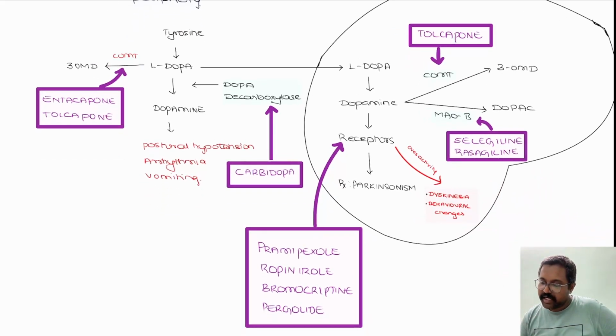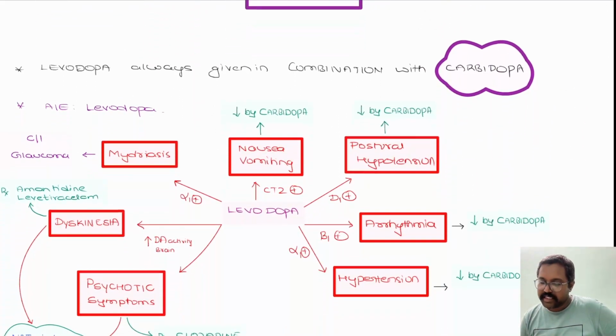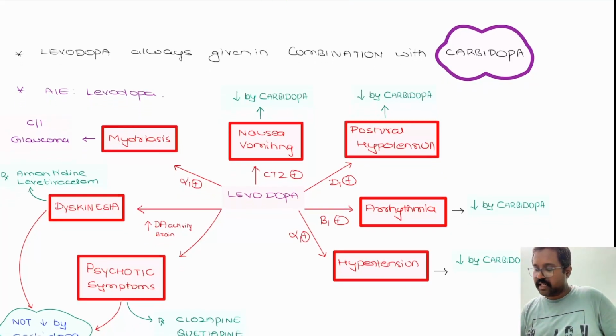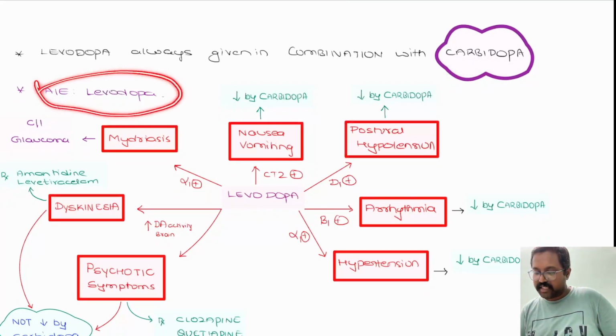And to increase the receptor activity itself, these are the dopaminergic agonists. We have pramipexole, ropinirole, bromocriptine, and pergolide. So next, remember that levodopa always has to be combined with carbidopa to increase the efficacy of levodopa in the treatment of Parkinsonism. So what are the adverse effects of levodopa?